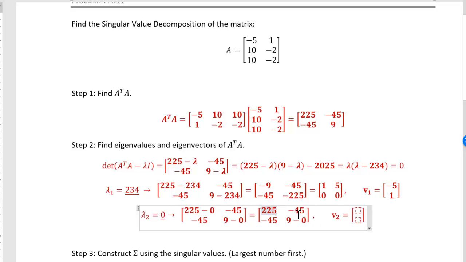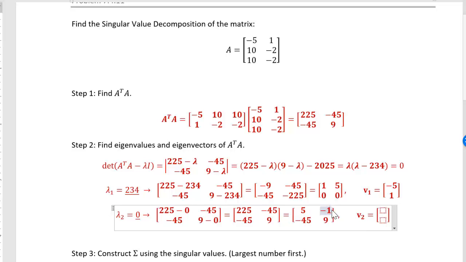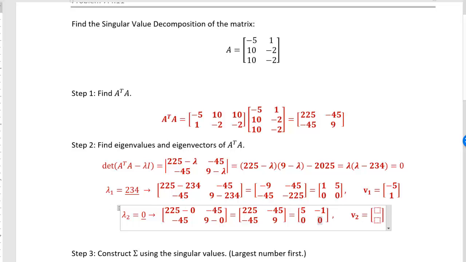So we have 225 and 45, 9, 45. Again, do some reducing, and switching if you need to, and I think this is going to turn out to be 5 and negative 1, and then that would wipe out the whole second row, and then another free variable at 1 at x2, and then x1 is going to be positive 1/5.